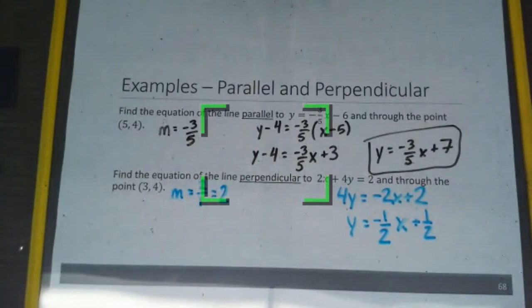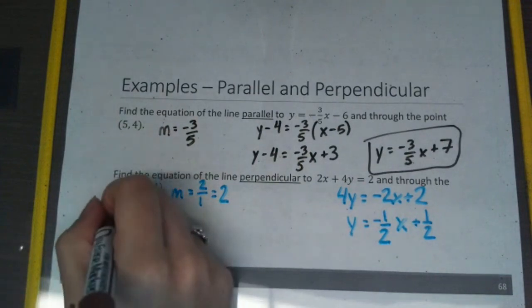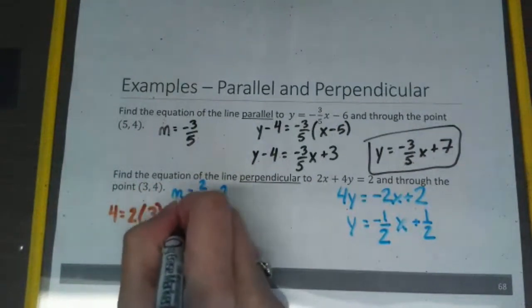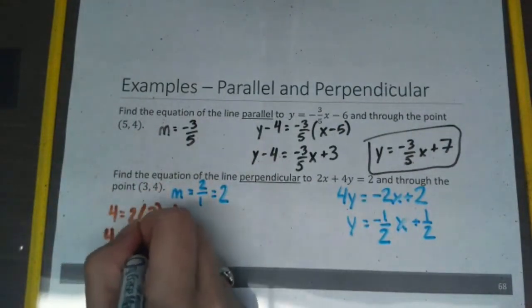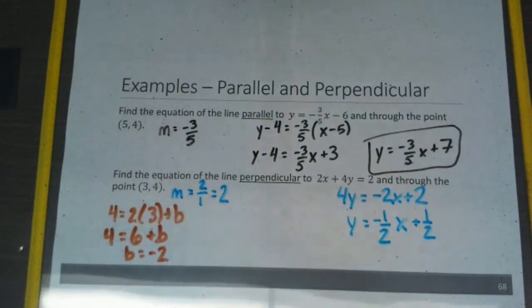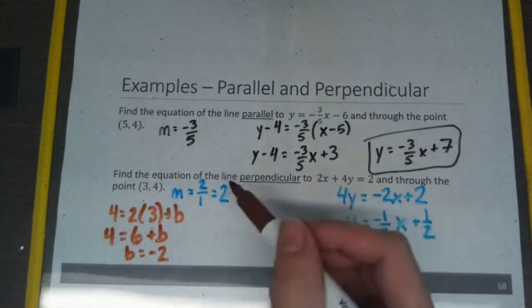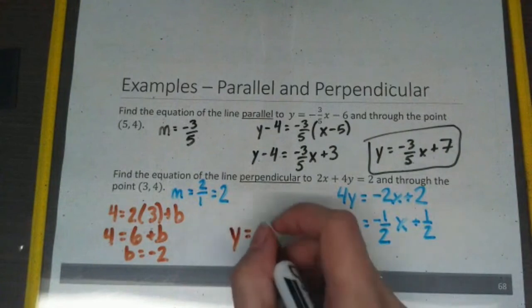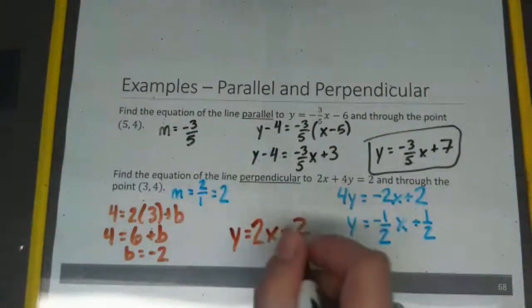So now that I have the slope and a point on the line, I can go ahead and find my equation. This time I'm going to use y equals mx plus b. So 4 is equal to 2 times 3 plus b. So 4 is equal to 6 plus b, and if I subtract 6 from both sides, I get that our b value is a negative 2. Since the slope we want is 2 and our b value is negative 2, our equation is y equals 2x minus 2.